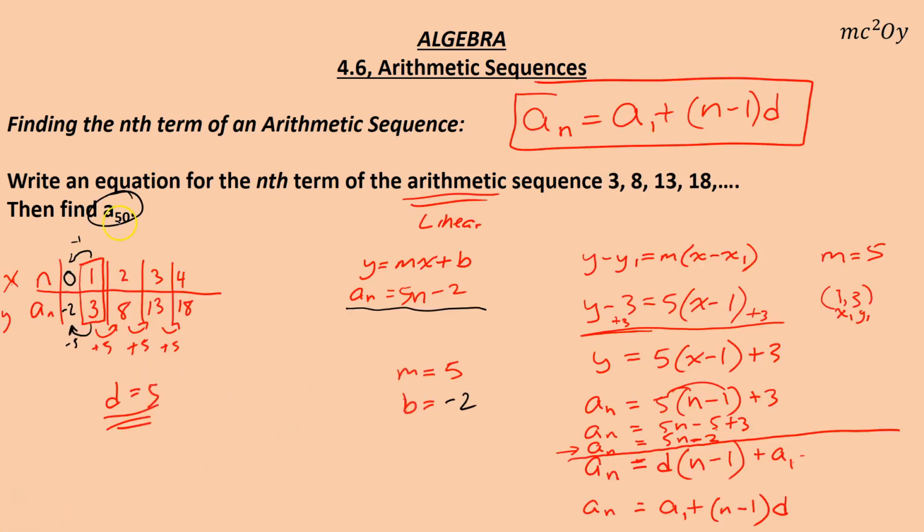Previous one, a sub 50 here. Well, I've got my slope-intercept. Let's go ahead and figure it out. A sub 50 is equal to 5 times 50 minus 2, the 50th term. Okay, so that would be 250 minus 2, or 248. A sub 50 equals 248.